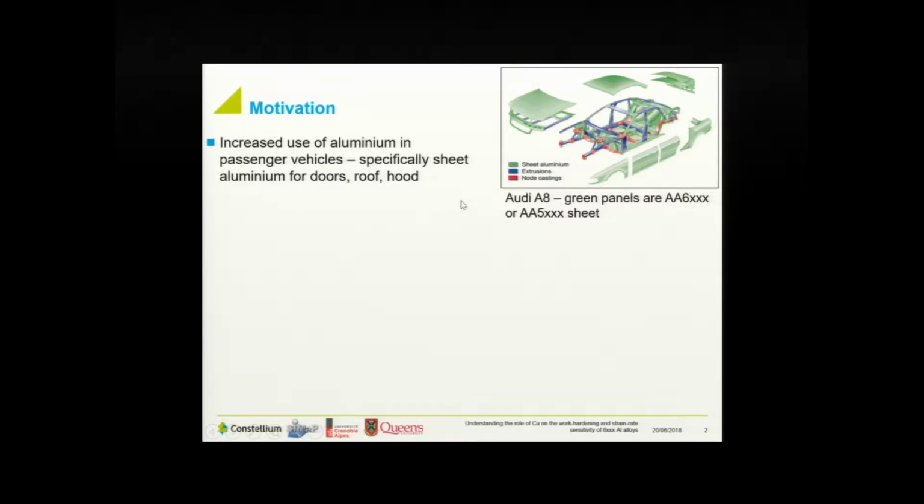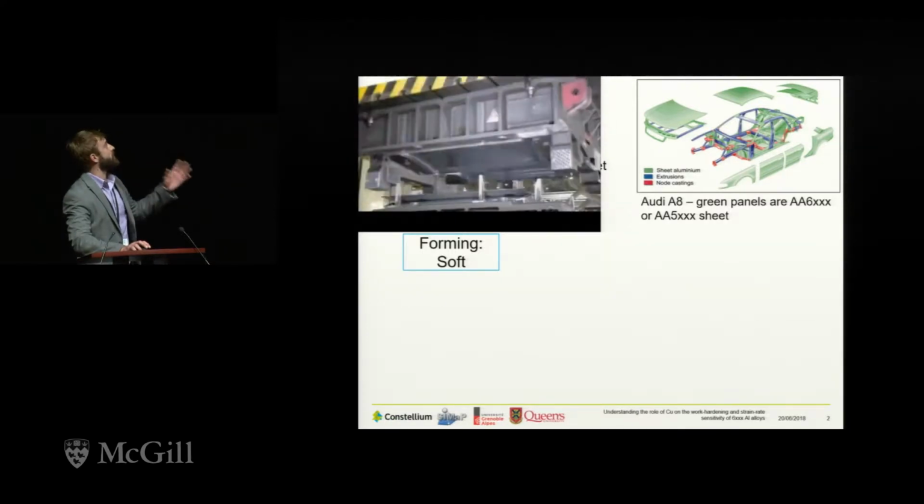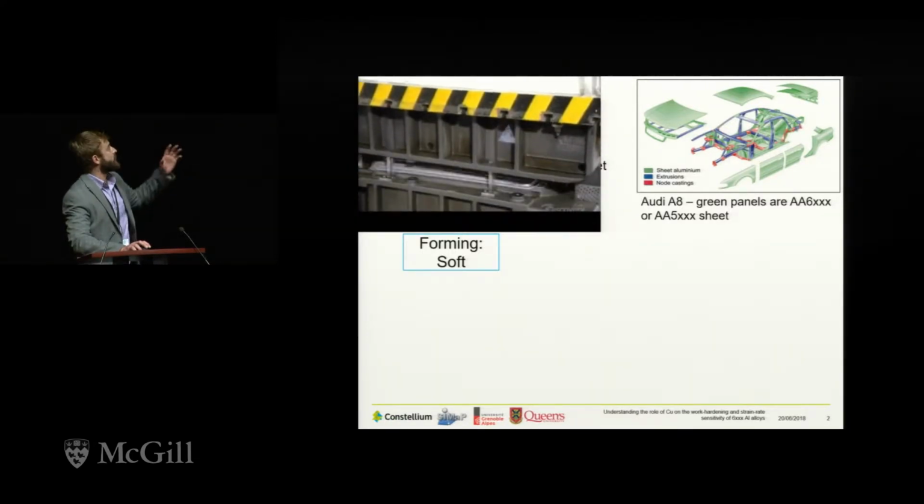as far as the exterior components are considered. So I know a lot of people have seen this image before. This is the Audi A8, where you have a lot of 5000 and 6000 series sheets that are used as the exterior. So one of the things that I'm going to be focusing on in this entire talk is looking at forming.